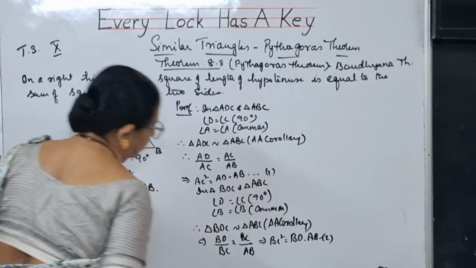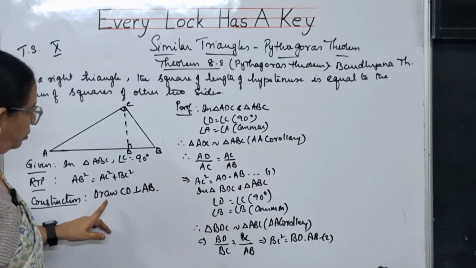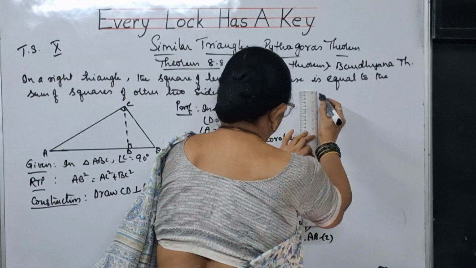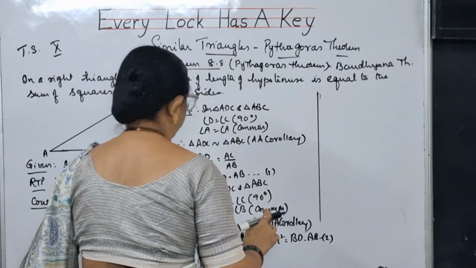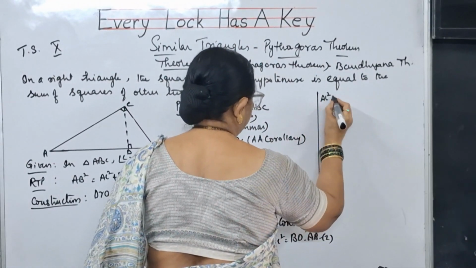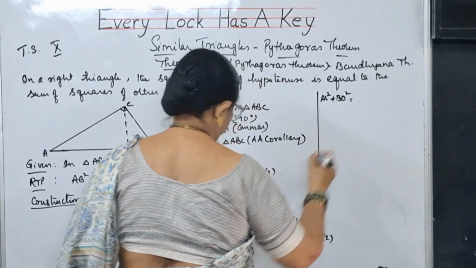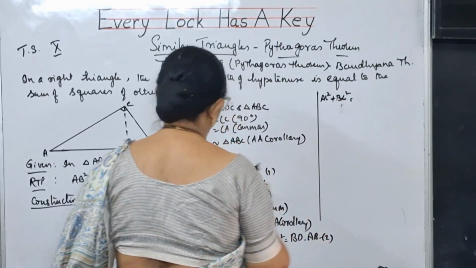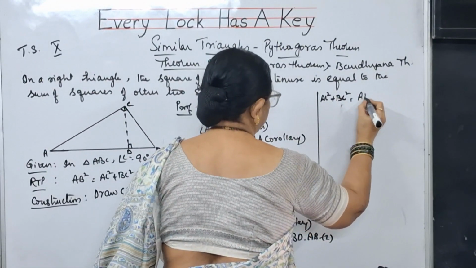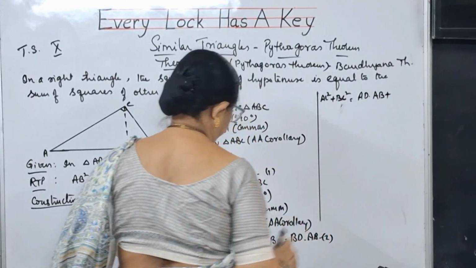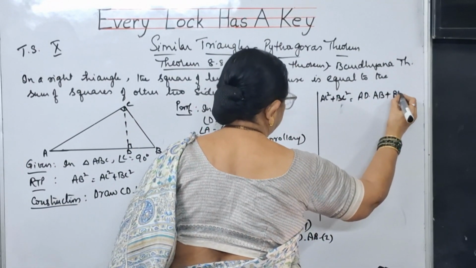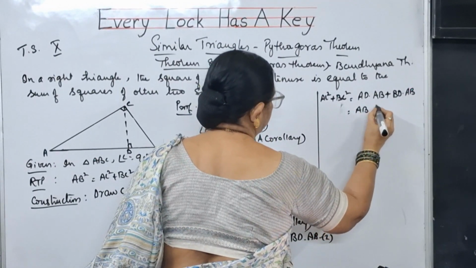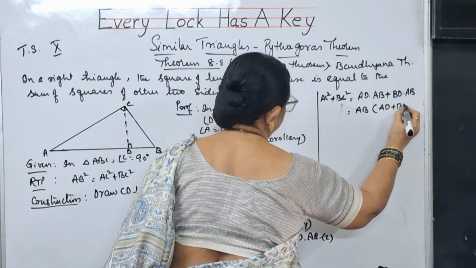This is the second equation. So now we have to add AC square and BC square. So let us do that here. AC square plus BC square is equal to AD into AB plus BD into AB. That means AB is common. AB into AD plus BD.